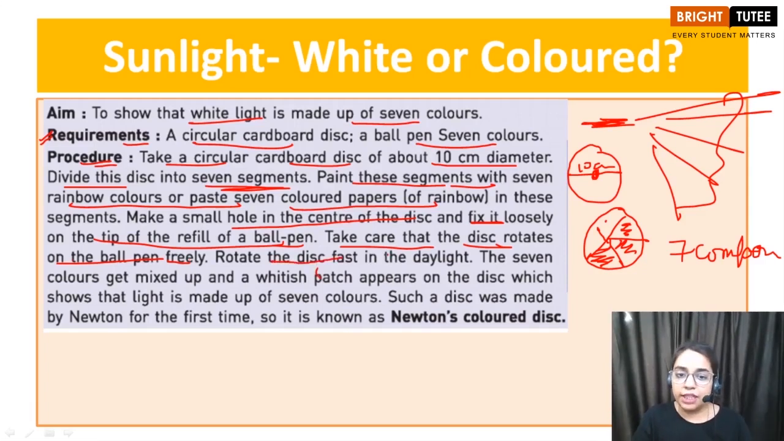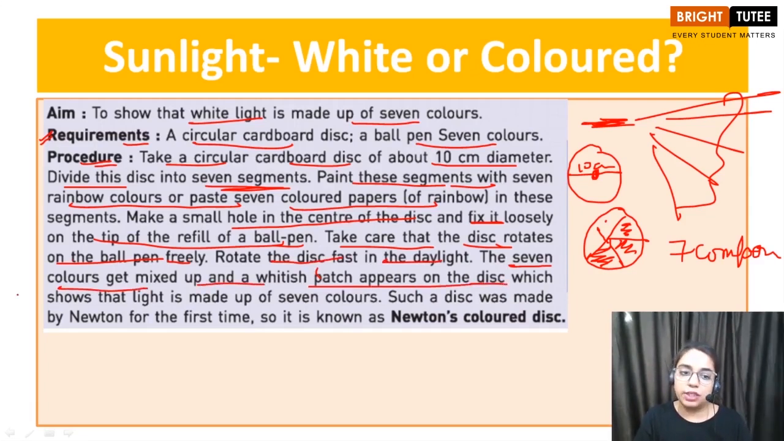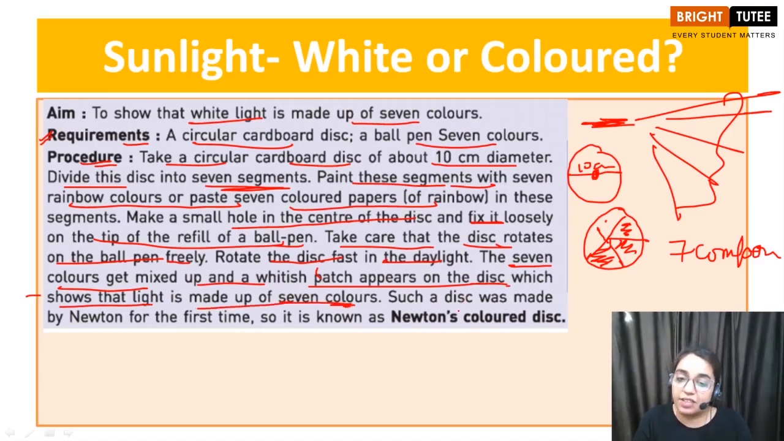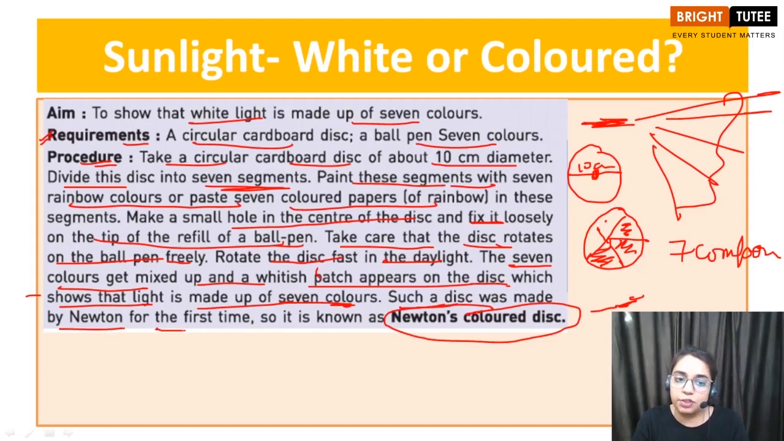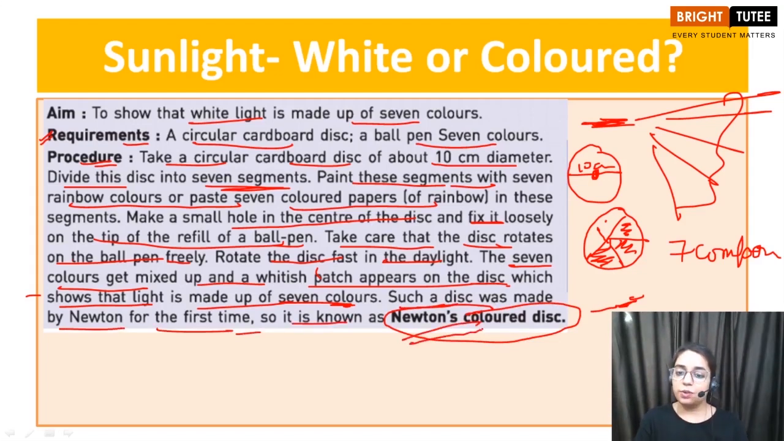Now rotate the disc fast in the daylight. The 7 colors get mixed up and a whitish patch appears on the disc, which shows that light is made up of 7 colors. And children, it is one more important point, that this disc is called Newton's colored disc, because it was Newton who observed this for the first time. Such a disc was made by Newton for the first time, so it is called Newton's colored disc.